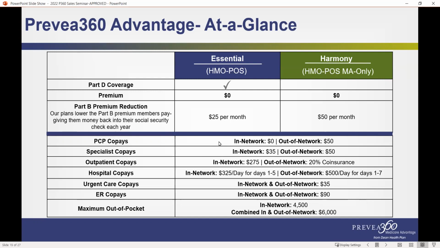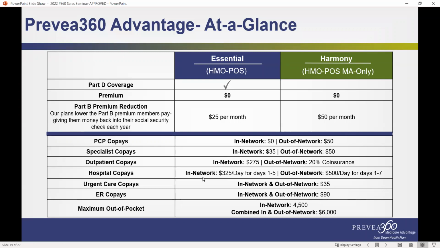For both plans, there is no PCP copay. Out of network primary care is $50. Specialist in network is $35. Specialist out of network is $50. Outpatient copay, so outpatient surgical services: in network, it's a $275 copay. Out of network, it's a 20% co-insurance, and that 20% is off the allowable charge. It is not off of the billed amount.